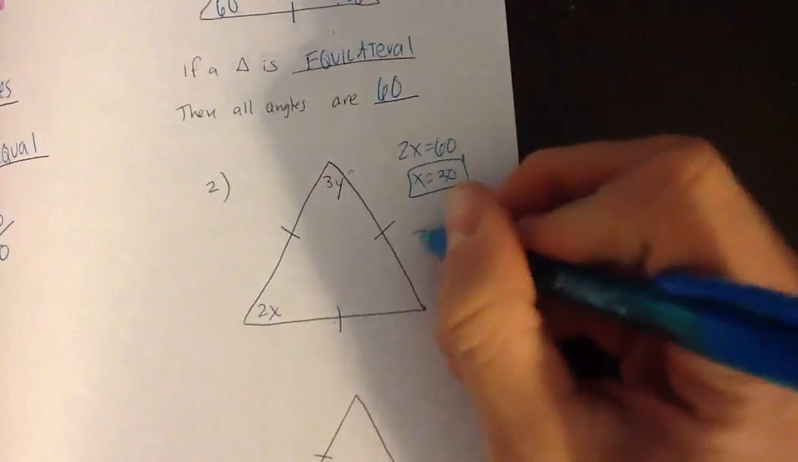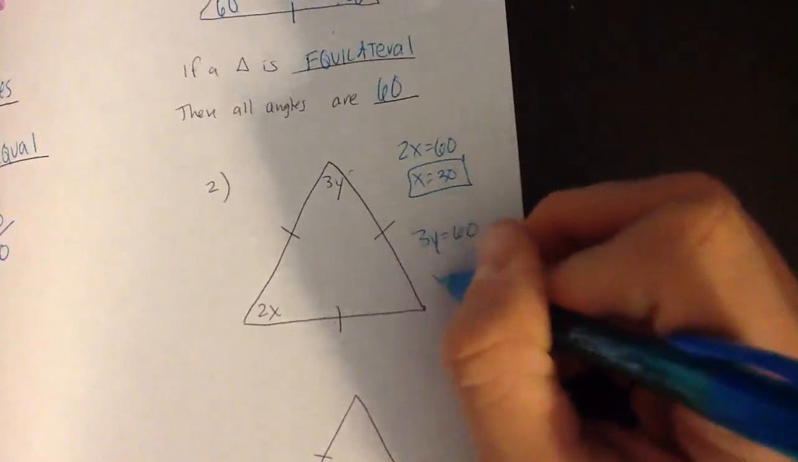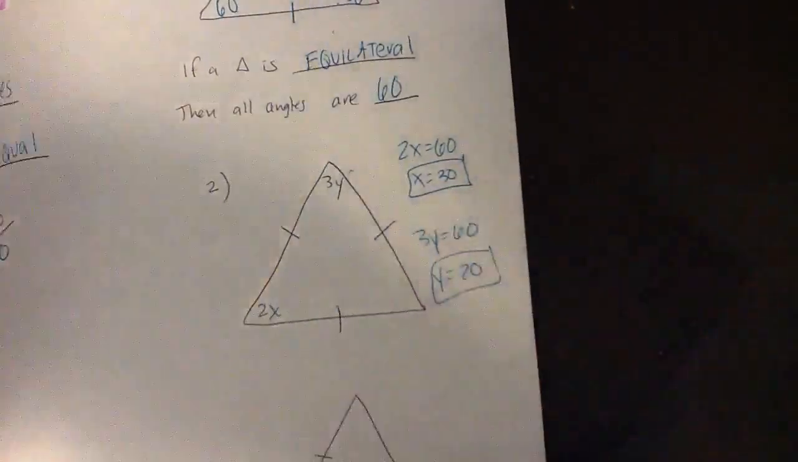Oh yeah, this has got to be 62. Divide both sides by 3. And y has to be 20. And it's really that easy.